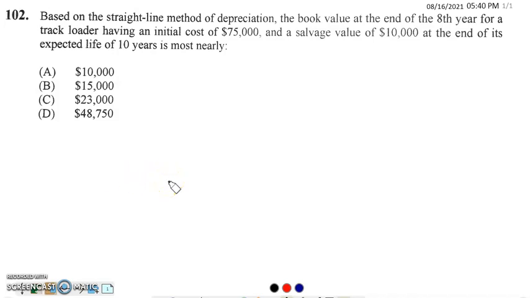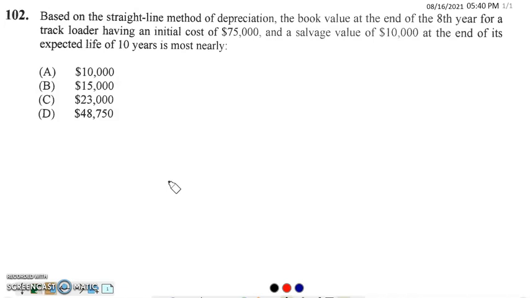Okay, all right. Let's take a look at this question. Based on the straight line method of depreciation, the book value at the end of the 8th year for a track loader having an initial cost of 75,000 and a salvage value of 10,000 at the end of its expected life of 10 years is most nearly.